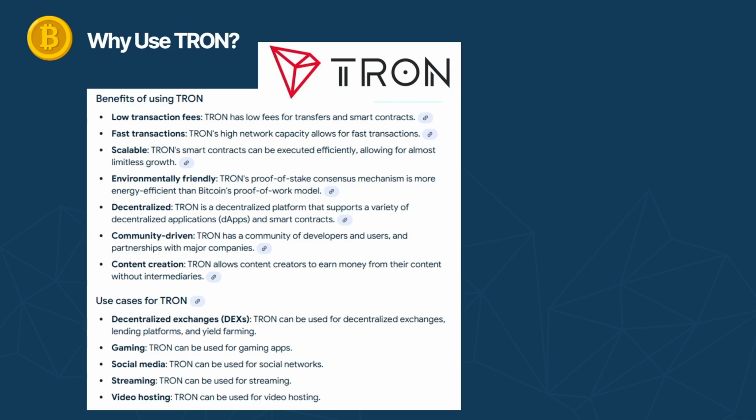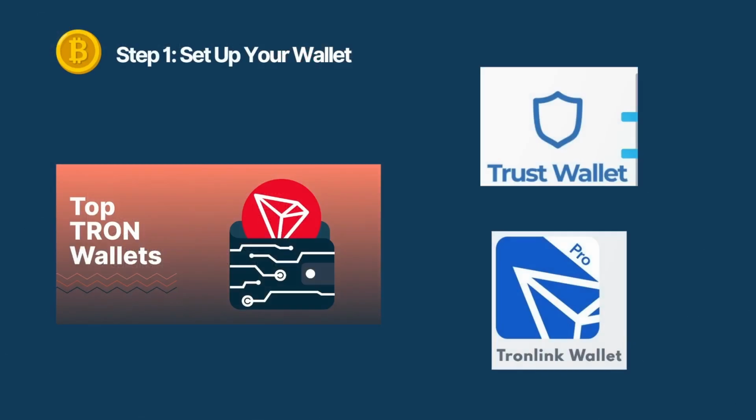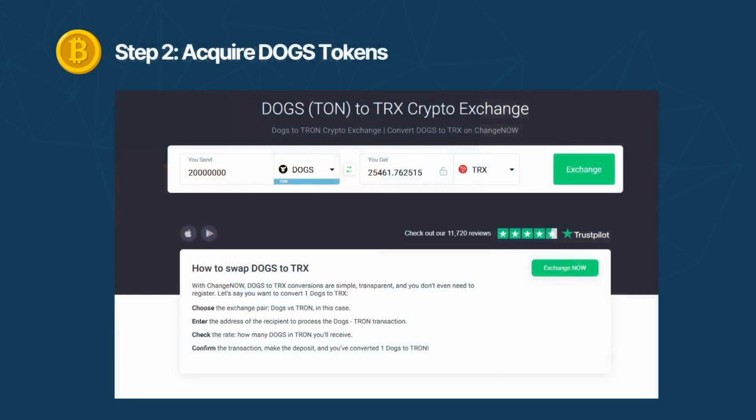Steps to make a Tron transaction using Doge. First, set up your wallet. Ensure you have a Tron compatible wallet. Popular options include TronLink and Trust Wallet. Acquire Doge token. You can purchase Doge token on various exchanges that support Tron transactions. Make sure to choose a reputable exchange.